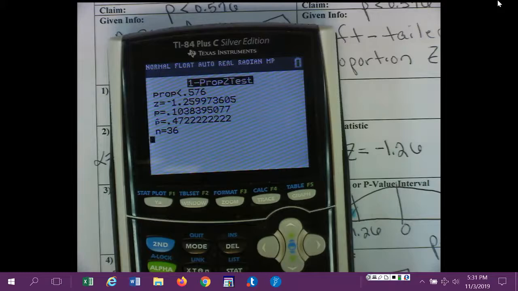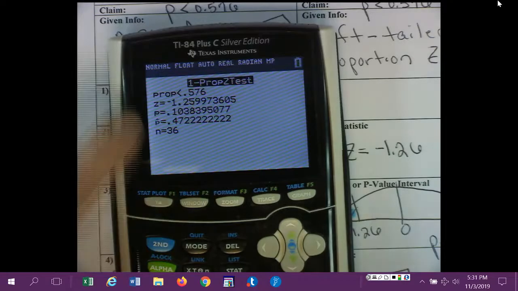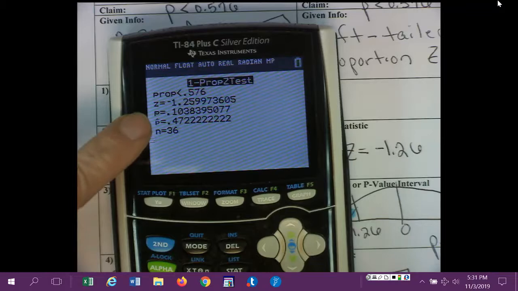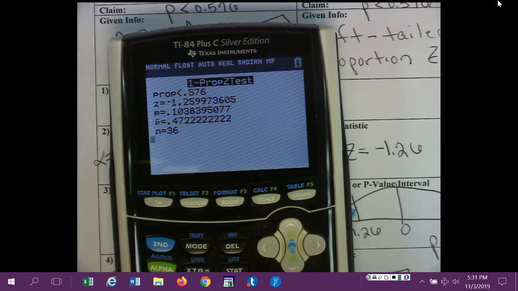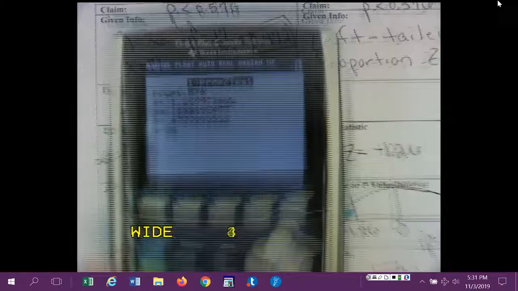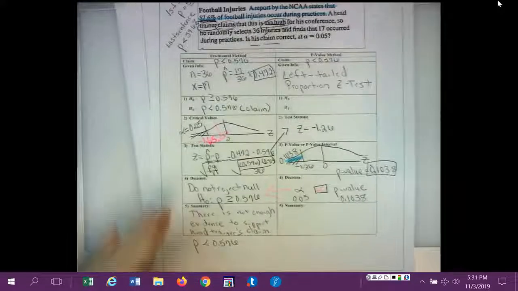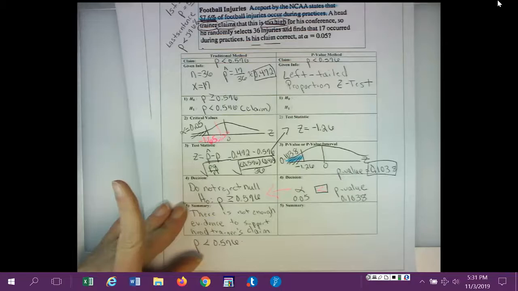You can see that the test statistic is negative 1.26 once you round to 2 places. The p-value is 0.1038. Oh, it agrees with what we have by hand. So that's wonderful. So we get the same p-value, and once we round, the same test statistic, negative 1.26. So great news. Well, not for the trainer, but we've concluded the problem, and we cannot reject the null, so we cannot support the head trainer's claim.